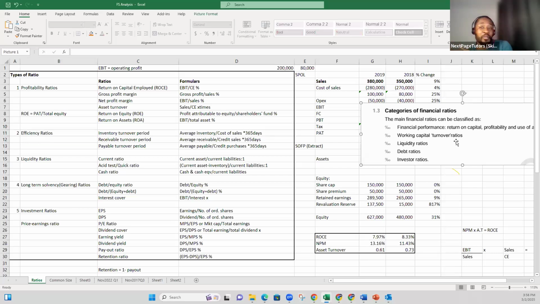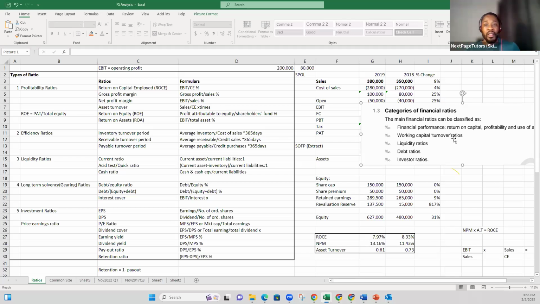They said working capital turnover ratios, right? So in relation, how efficient they are in managing their working capital, how fast are you able to turn over your inventory? How fast are you able to collect your receivables? How fast or how slow are you able to manage your payables? I'm saying that carefully because there's something important we need to discuss, right? So that's what efficiency ratio is all about.